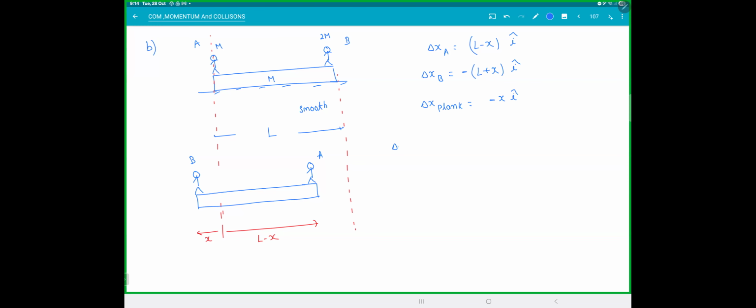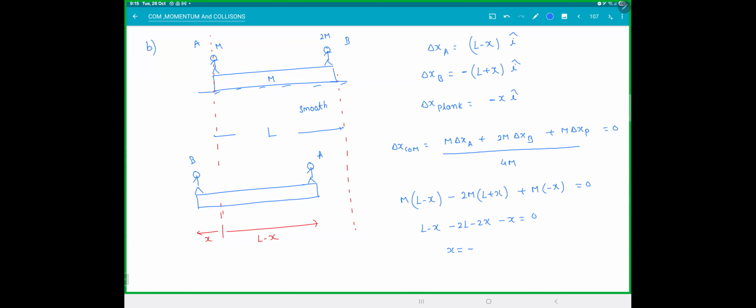So you're done basically. Delta X of the center of mass will be mass of A, which is M, times delta X of A, plus mass of B, 2M, times delta X of B, plus mass of the plank M times delta X of P, divided by total mass 4M, which must be 0. This will be (L minus X) minus 2M into (L plus X) plus M into minus X is equal to 0. M goes off. L minus X minus 2L minus 2X minus X is equal to 0. We get X is equal to minus L by 4.